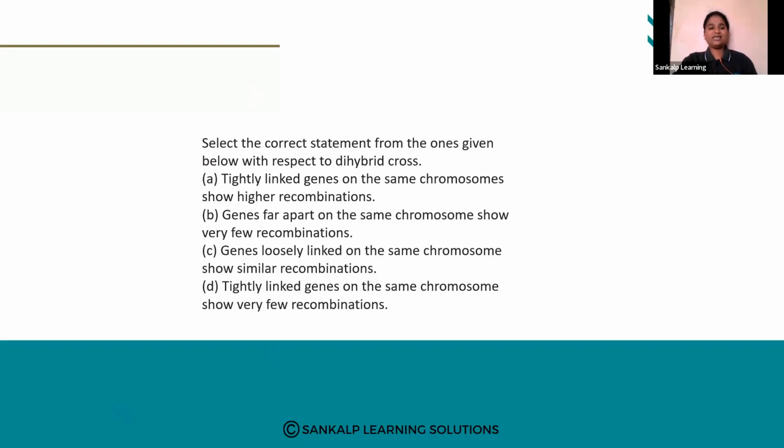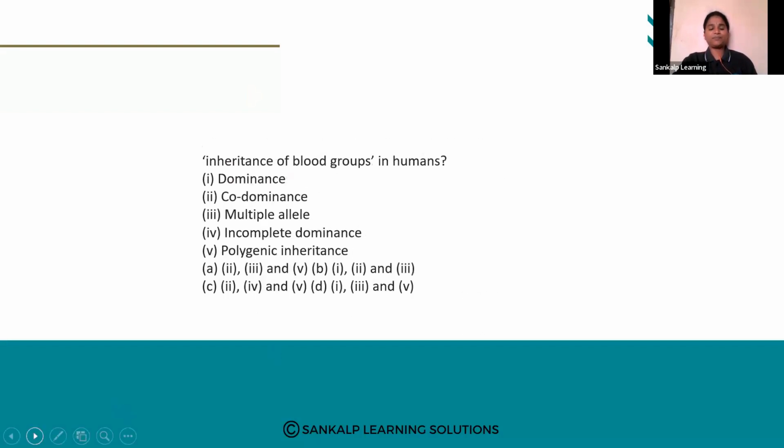Then option D is the right answer here. Next question. Inheritance of blood groups in humans is an example of dominance, codominance, multiple allele, incomplete dominance, polygenic inheritance. Option A, 2, 3, 5 are right. Option B, first, second, and third are right. Option C, 2, 4, and 5th are right. Option D, 1, 3, and 5th are right.